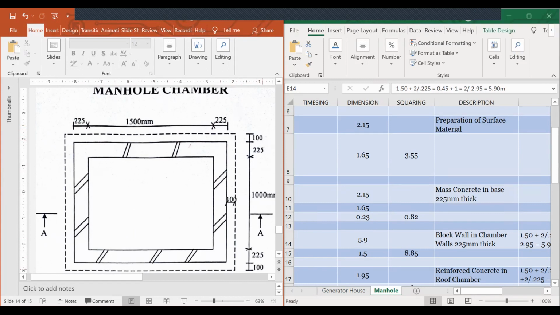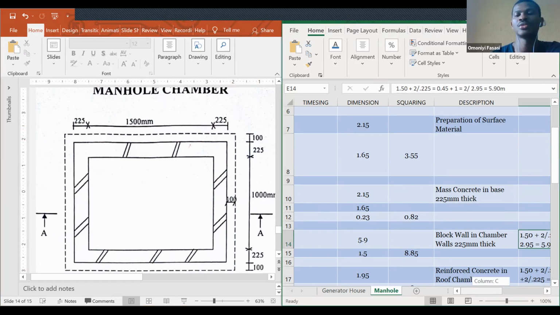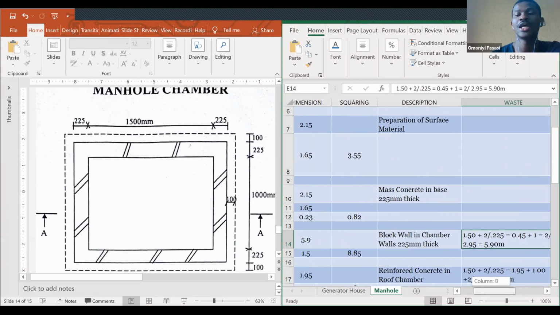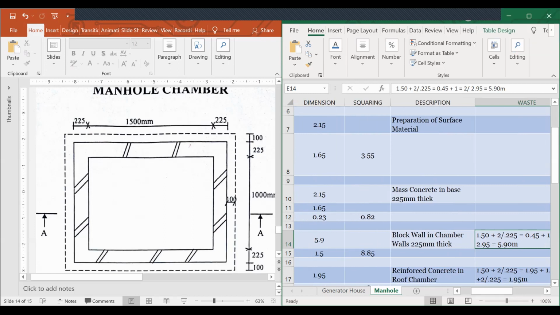Please, Pascal, please share this Excel too. Can you share this Excel file too? Check the second sheet. There are two sheets within that Excel file. Second sheet, you see manhole. Okay, let's proceed.